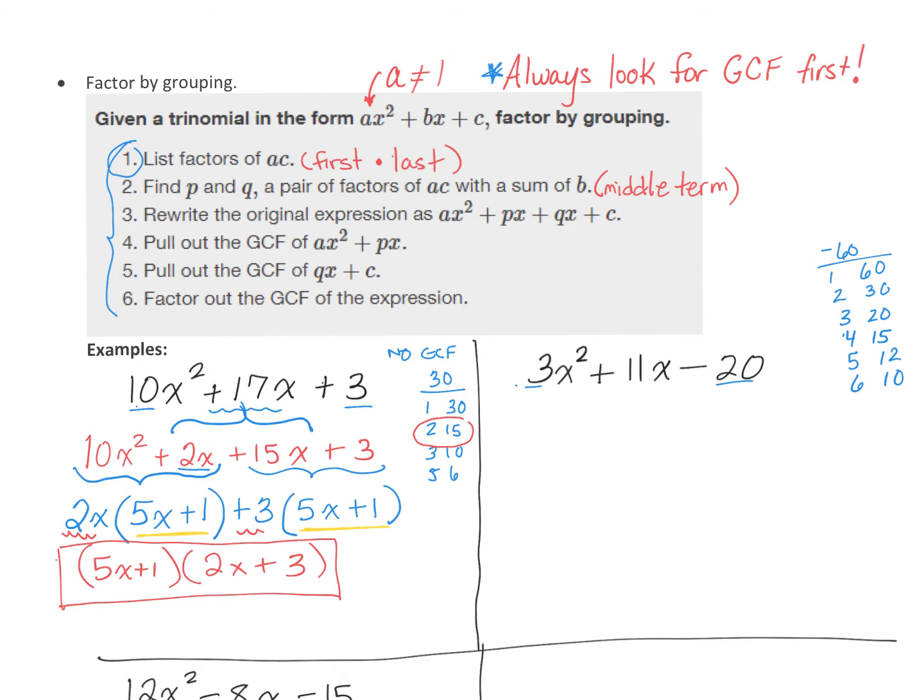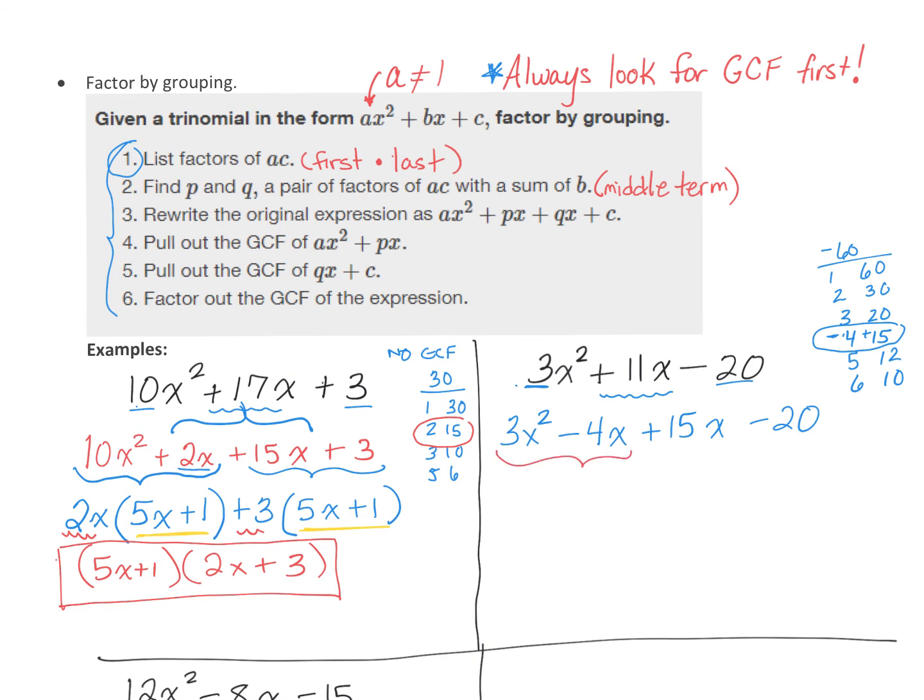And we want to be able to get an 11x out of those. Can I get an 11? Well, I think I can get 11 with minus 4 and positive 15. So unlike before, I can't just go straight to my double bubble because I have this coefficient here, but I can rewrite this. I'm going to rewrite the 11x as minus 4x plus 15x minus 20.